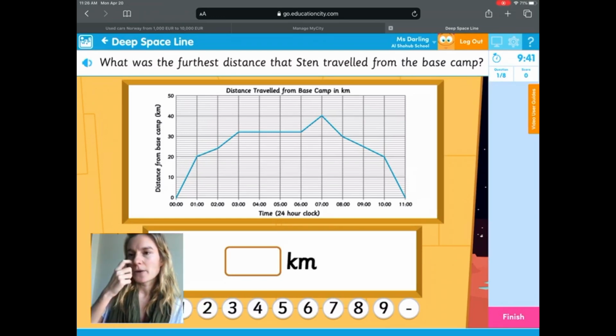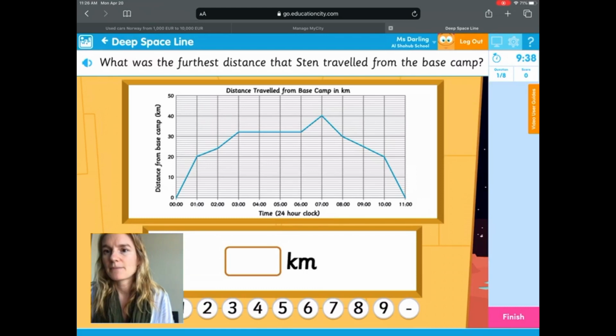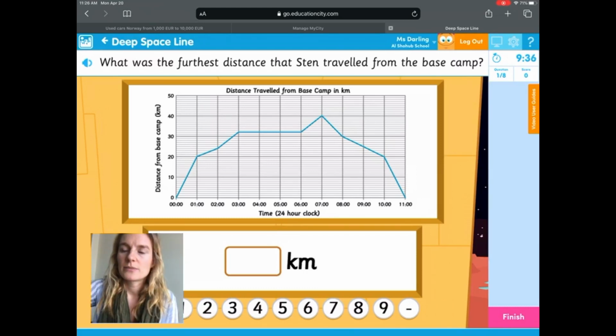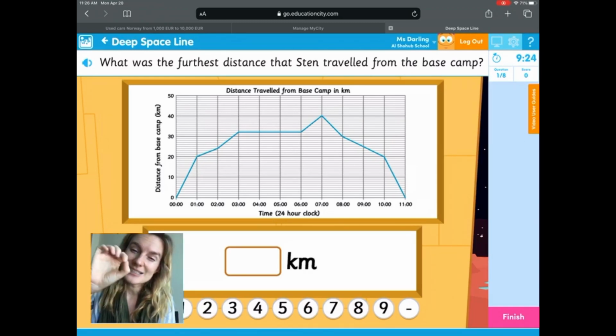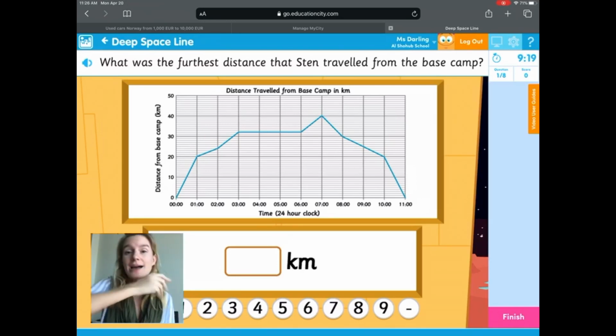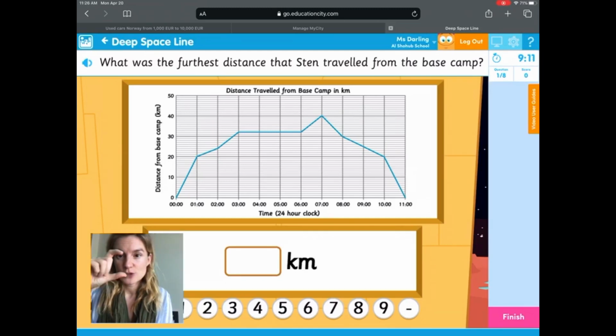So you can see on the graph here at the bottom, you've got time. From 12 o'clock, 1, 2, 3, 4, 5, 6, 7, 8, 9, 10, 11. And at the side, we've got distance in kilometres. So 0, 10, 20, 30, 40, 50. Each one of those little tiny lines, can you see the tiny lines? Each one of those is 1. You have to make sure you find out what those lines are. So if you count in 10s, 1, 2, 3, 4, 5, 6, 7, 8, 9, 10, there's 10 little lines in each big square.